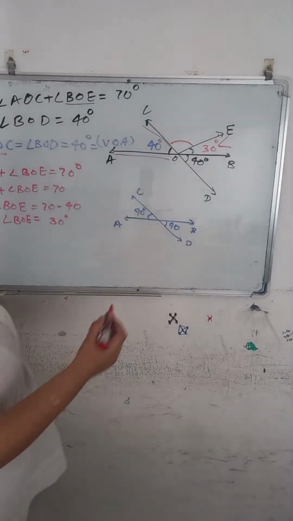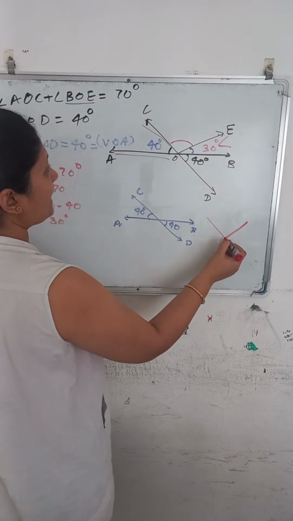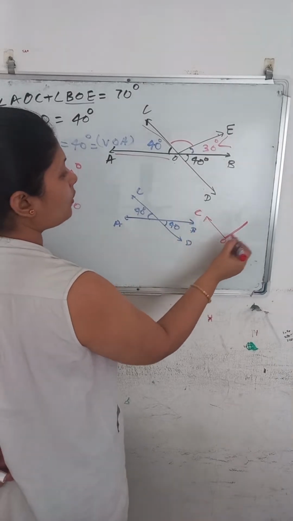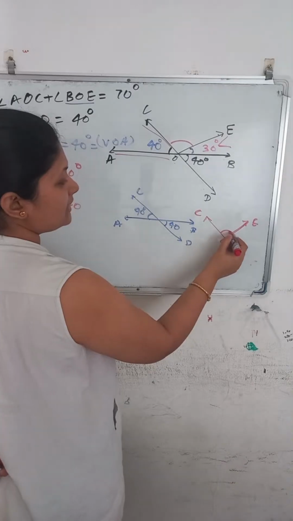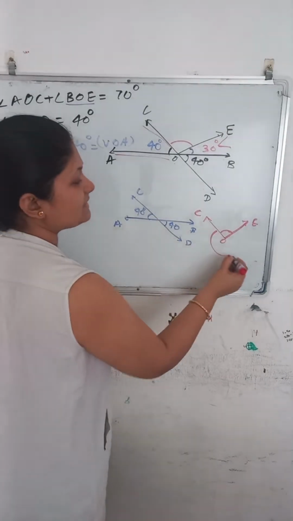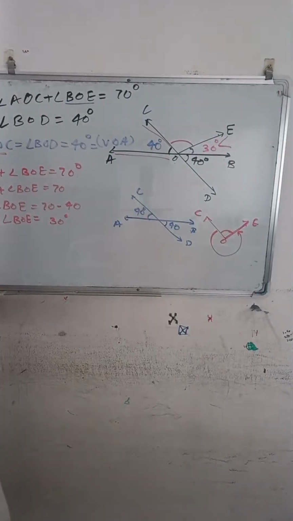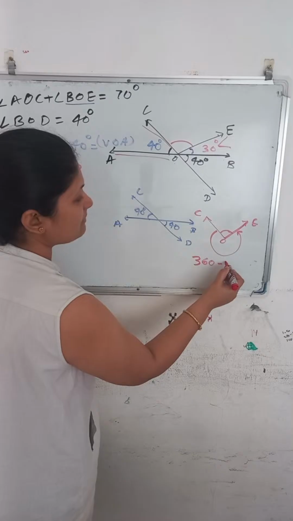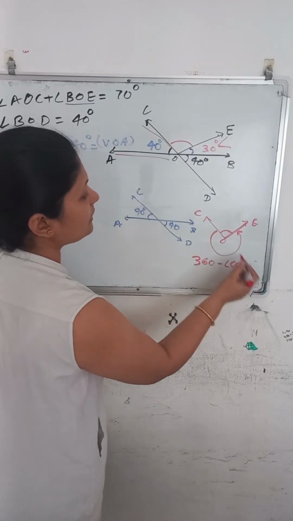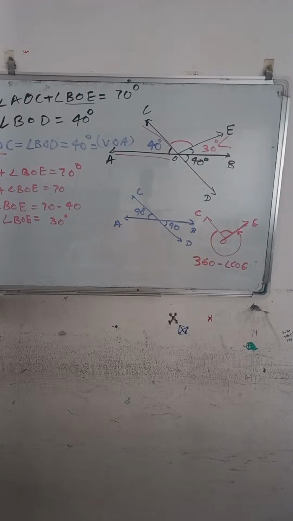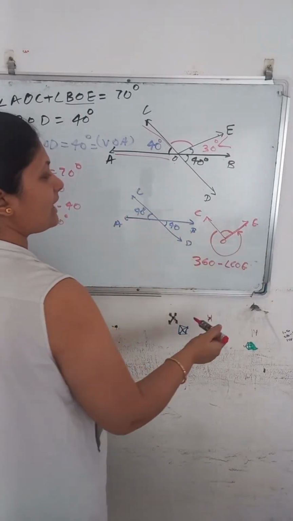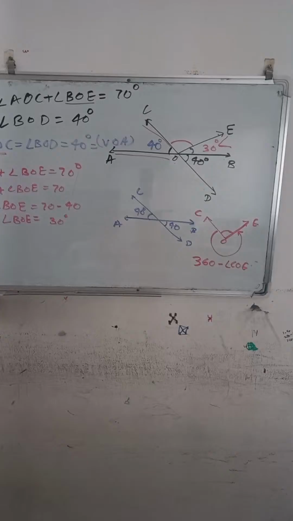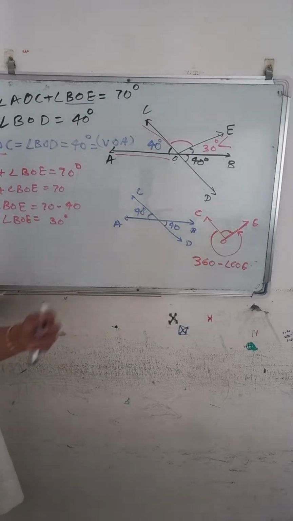So what do we mean by reflex? Suppose I have this angle, this is CO and this is E. This is COE. Reflex means exterior angle, and how do we calculate the exterior angle? 360 minus the interior angle COE. So 360 minus the interior angle of COE gives you the reflex angle. So how will I get COE? I don't know the value of COE, I have to calculate it.